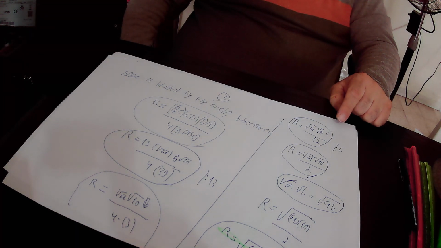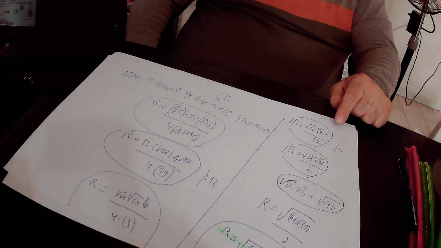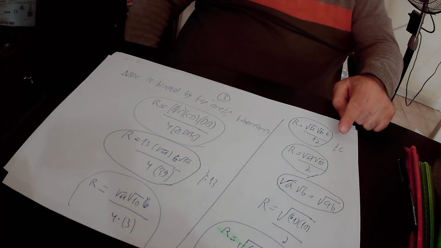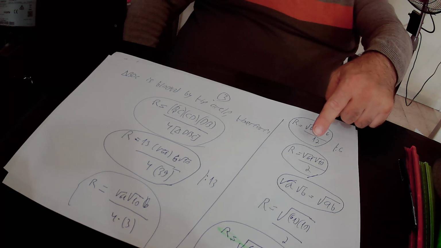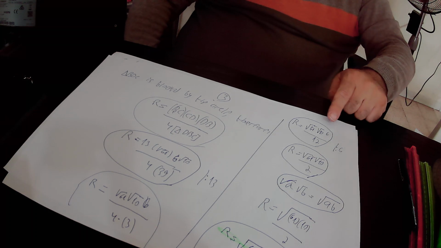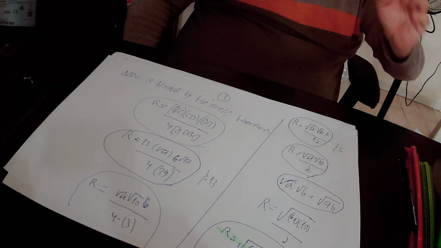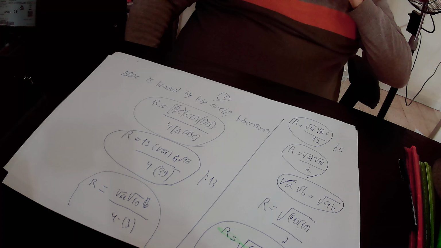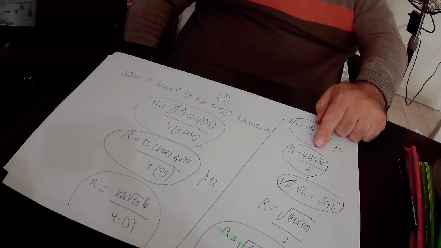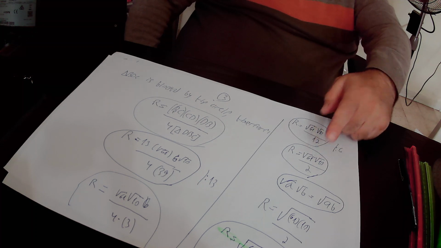Here we divide both the numerator and the denominator of this expression by 6. 6 over 6 is 1, so 6 gets cancelled, and we are left only with square root of 61 times square root of 10 in the numerator, over 12 over 6, which is 2. So the radius of the circle equals the square root of 61 times 10 over 2.